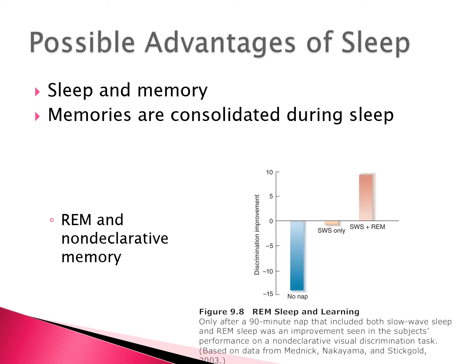What they found was that with no nap, they actually do worse in the second session, when they're being tested, than at the end of the first session. Whether this is some kind of interference or that we need to sleep is not completely clear. With slow wave sleep only, they do about the same in the second session as they did in the first session. If they're given a nap where they have slow wave sleep and they're allowed to go into REM, we see that they do better on this non-declarative visual discrimination task after the nap that includes REM sleep.